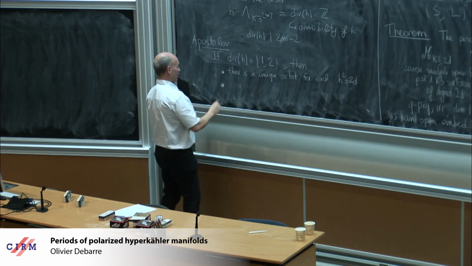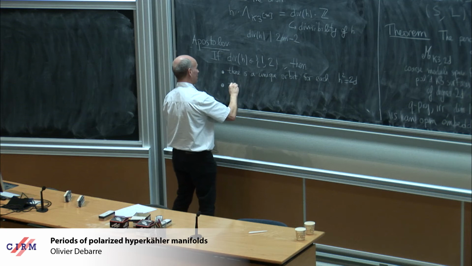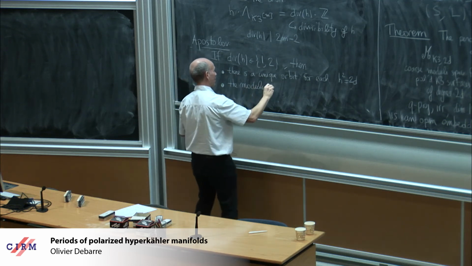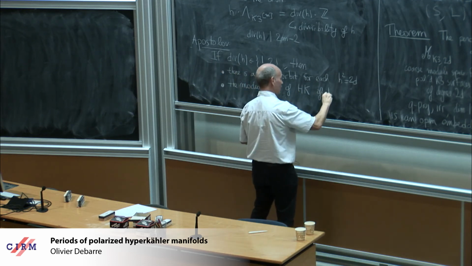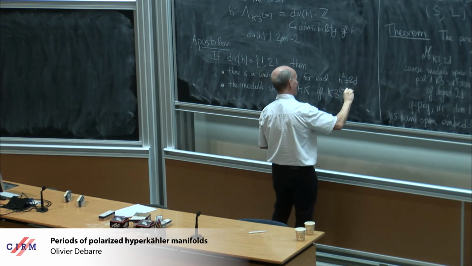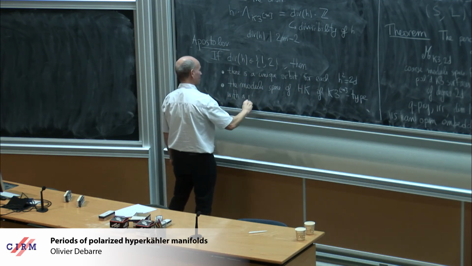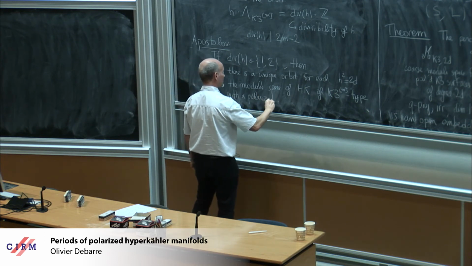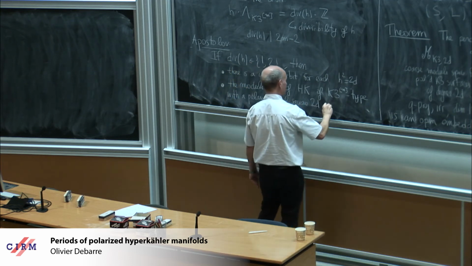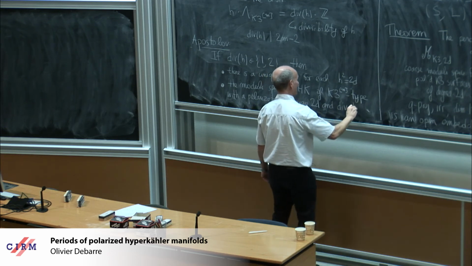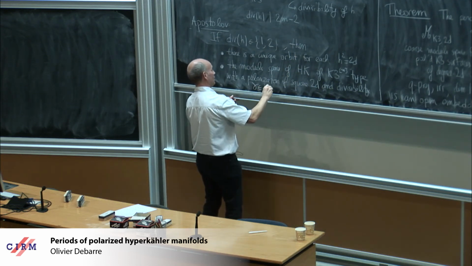And the other property, which is more difficult and has to do with the hyperkählers, is that the moduli space of hyperkählers of K3^[m] type with a polarization of square 2d and divisibility gamma is irreducible.